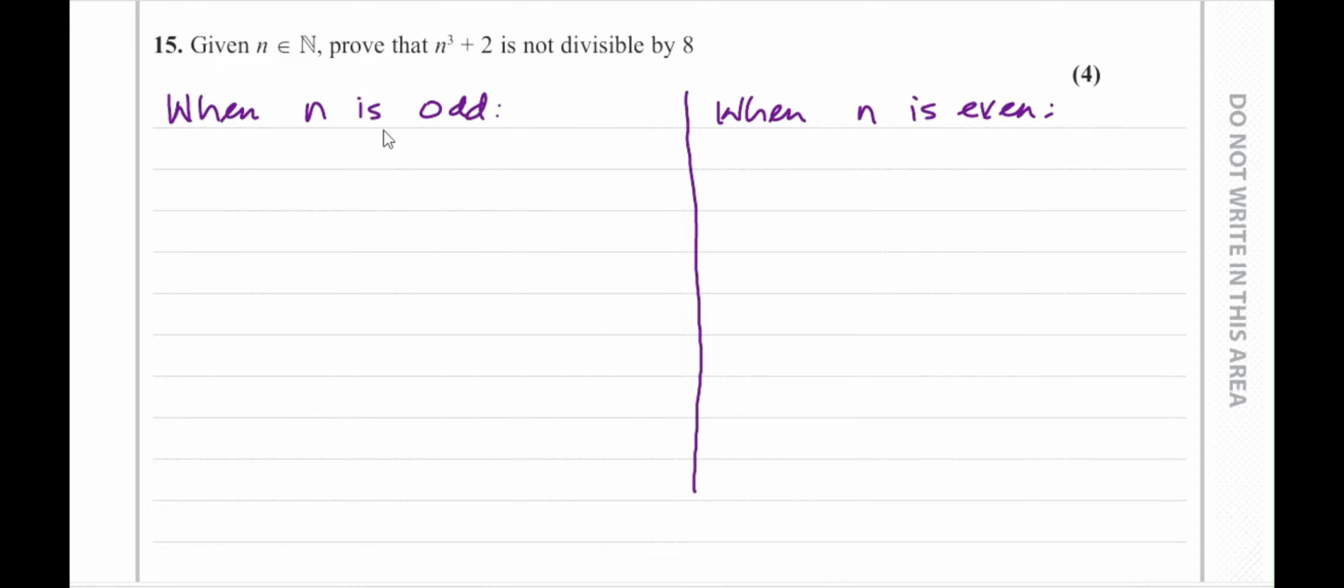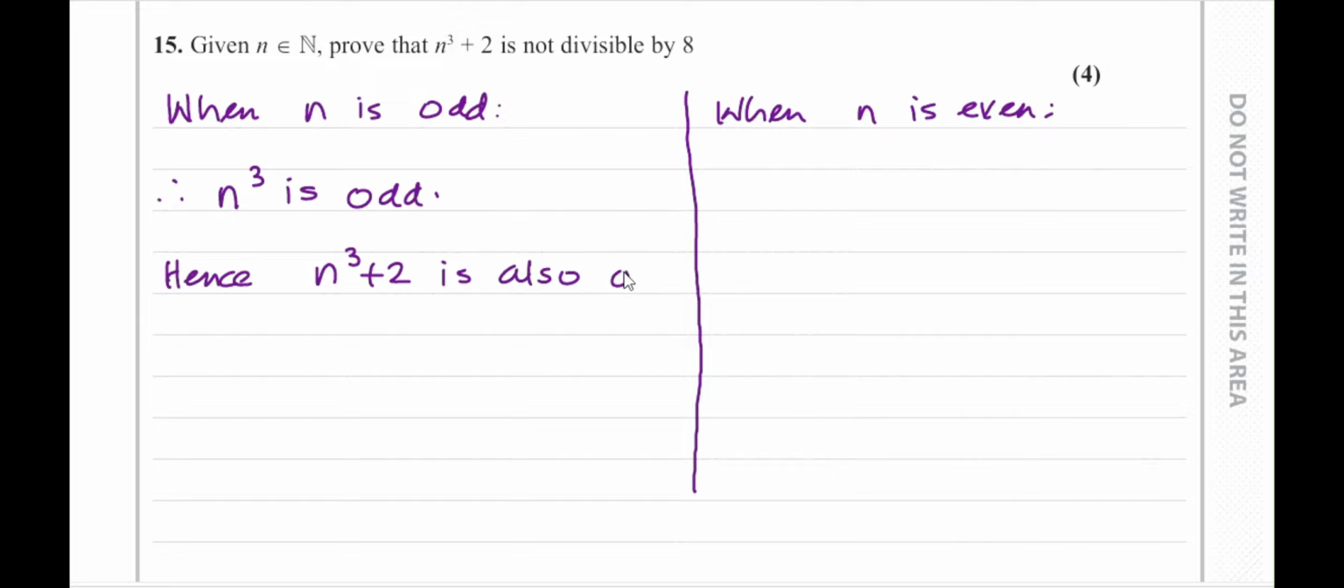We know that the cube of an odd number is also odd. Therefore, n cubed is odd. Hence, n cubed plus 2 is also odd. Hence, n cubed plus 2 is not divisible by 8.